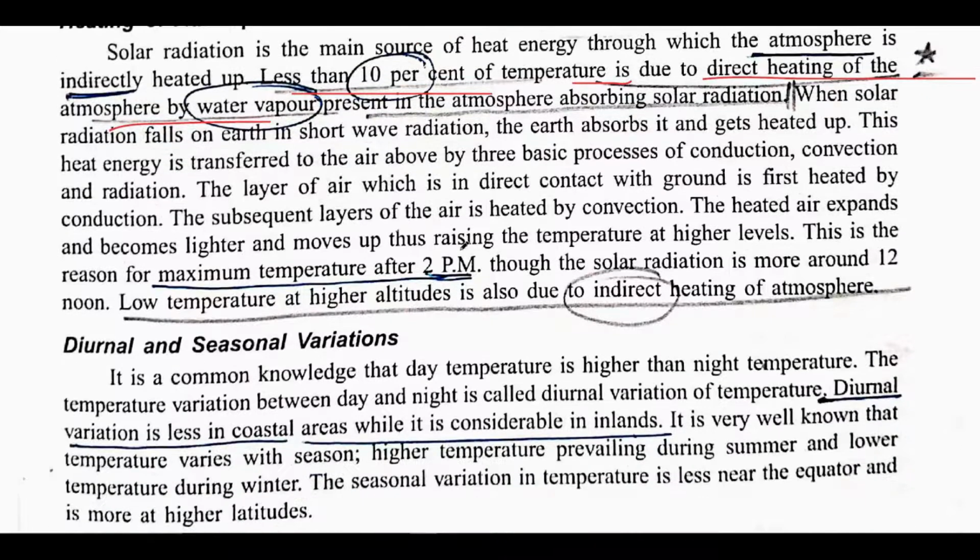The important part is that the maximum radiation of the earth is at 12 pm, that is at noon, but the maximum temperature is observed at 2 pm. This variation is known as thermal lag. Thermal, T-H-E-R-M-A-L, and lag, L-A-G.